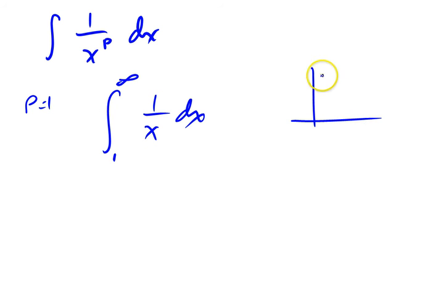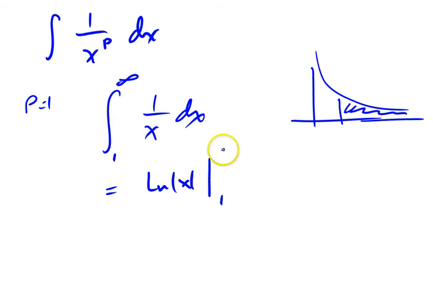So we're looking at just 1 over x. We're integrating from 1 to infinity. So I'm looking at this area right there. The integral of 1 over x, the antiderivative, is the natural log of the absolute value of x, evaluated between 1 and infinity. So I'm looking at the natural log of infinity minus the natural log of 1. Well, I know the natural log of 1 is 0.